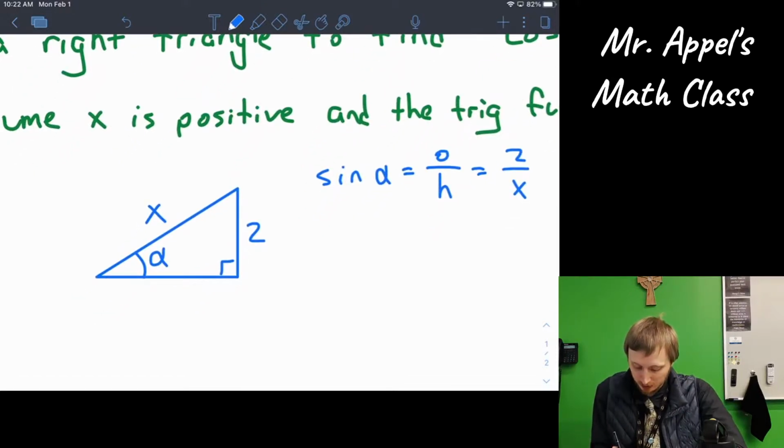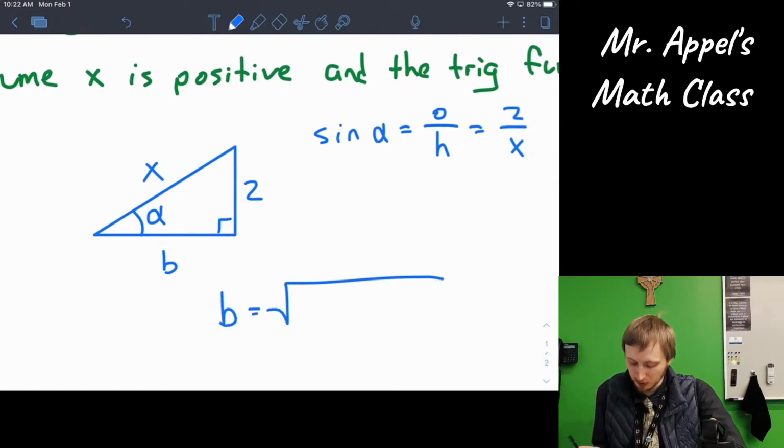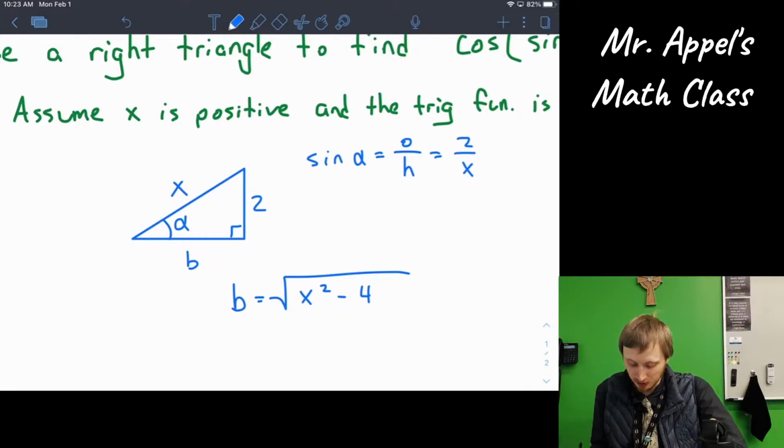Okay, so call that b. b is equal to the square root of hypotenuse squared minus other side squared. 2 squared is 4. That's it. That's what b is. I don't know what x is, so this is the best I can do.